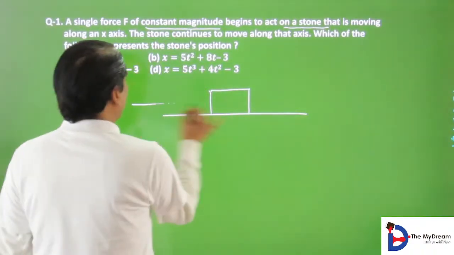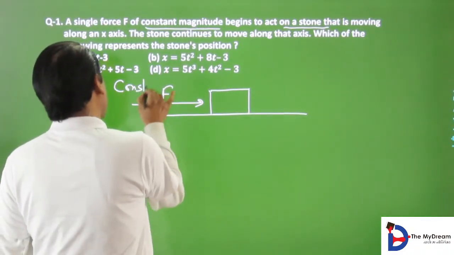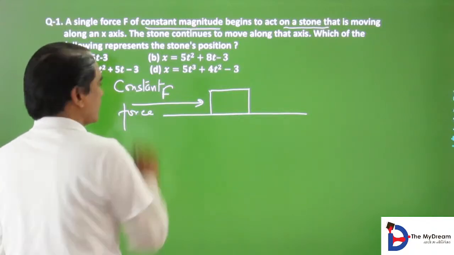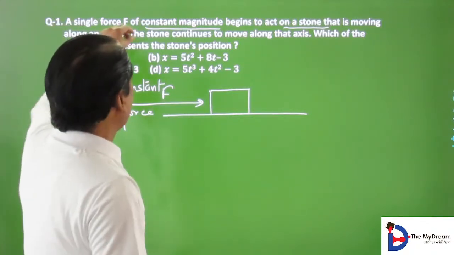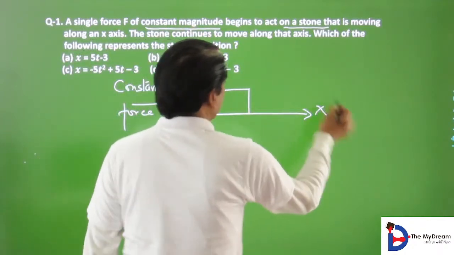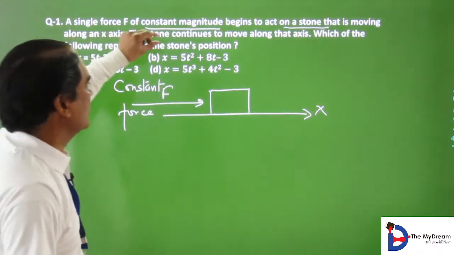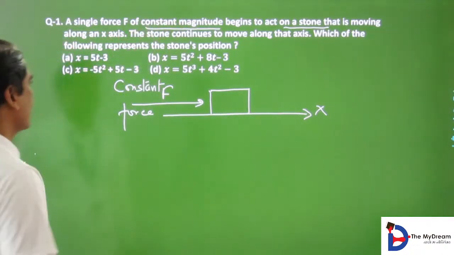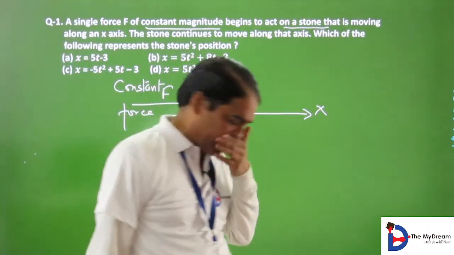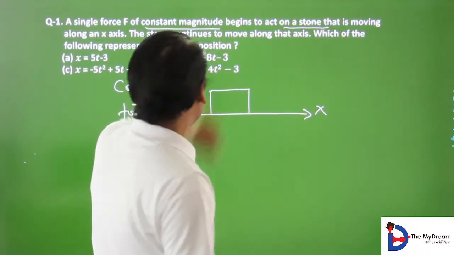You are applying a constant force, capital F. The stone continues to move along the x-axis. This is the x-axis. Which of the following represents the stone's position? These are the options. x is equal to 5t minus 3. Another one is 5t square plus 8t minus 3.